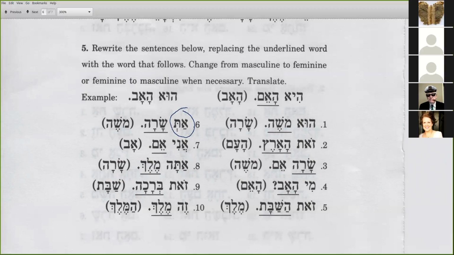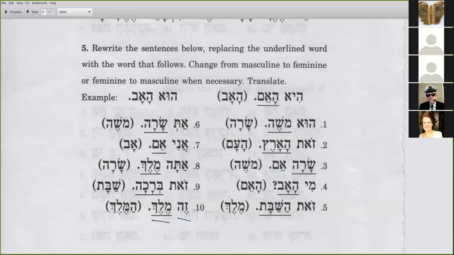All right. Zot barakah. And so we know that barakah is feminine gender. Zot, feminine gender. That matches, of course. Get rid of barakah, put Shabbat. Do we remember what gender Shabbat is? Feminine. So does this change at all? No. Okay, good. All right. So you guys are really getting this.